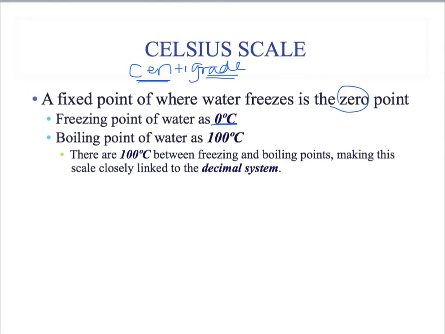The boiling point of water is set to the number 100. So that means that there are 100 degrees Celsius between freezing and boiling, and this is why it's closely linked to the decimal system. This is why we call it centigrade, because there are 100 spaces between those 2 points. And that's why the rest of the world uses it, and that's why it's in the metric system, because it's nice and neat, and it's a lot less confusing than using Fahrenheit.